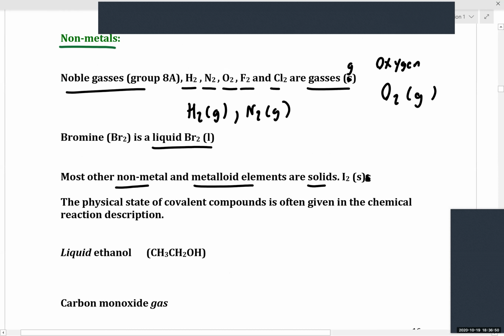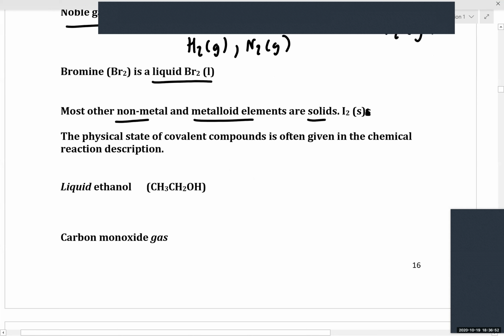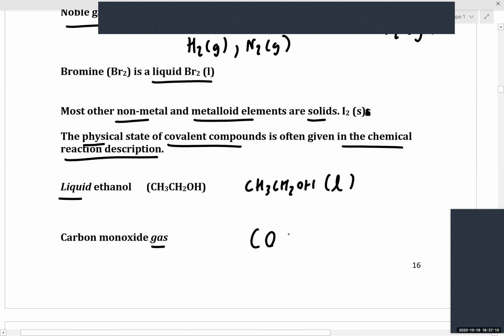Now for covalent compounds, oftentimes the physical state is given in the chemical reaction description. So if we say liquid ethanol, what state symbol should I put? L, yep. Carbon monoxide gas, so CO, what state symbol should I put? Yes. Yep, exactly. Does that make sense to everyone? Yes. Okay, perfect. Any questions on this topic?